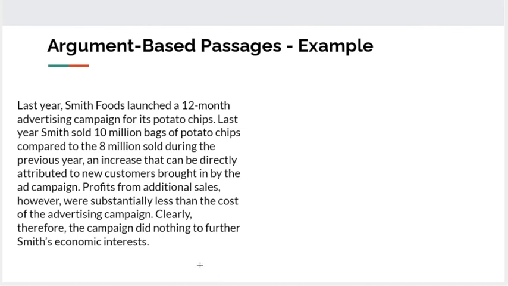So there, right off the bat, we see one of those extreme words. But the first thing we want to do, remember, is identify the conclusion, and that's going to come with the very last sentence. Our signal that this is the conclusion is not the fact that it is the last sentence, though. It's this word here, therefore. When you see a word like therefore or consequently, that tells you that the conclusion is about to be stated. So clearly the campaign did nothing to further Smith's economic interests.